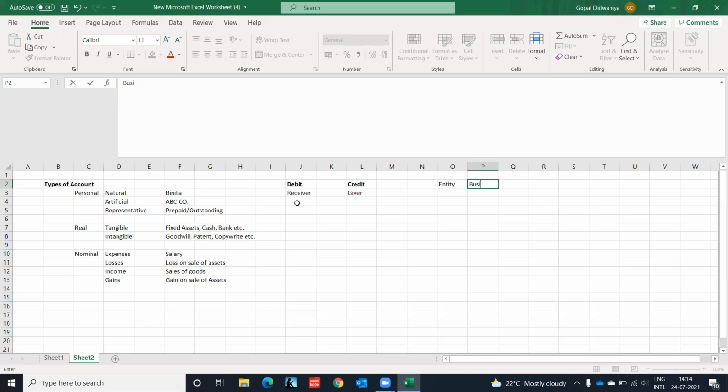In the entity concept, business is separate from its owners.